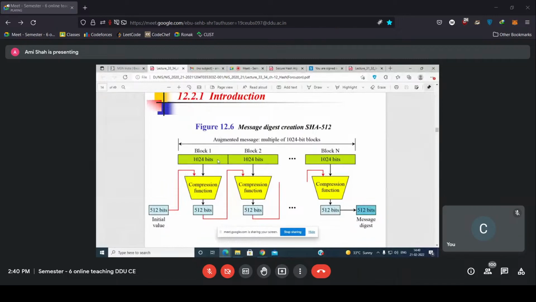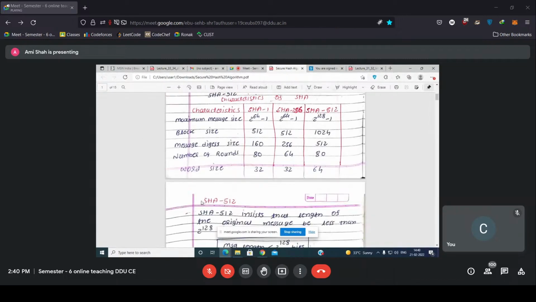Now see this figure here: the block size is 1024, and the message digest size is 512. In between, from this 512 to this 512, when you get another digest, how many rounds are there? A total of 80 rounds, right? How those 80 rounds work, I will explain everything so you can understand. And the word size is 64 bits, so you have to remember that. These are the characteristics of SHA.